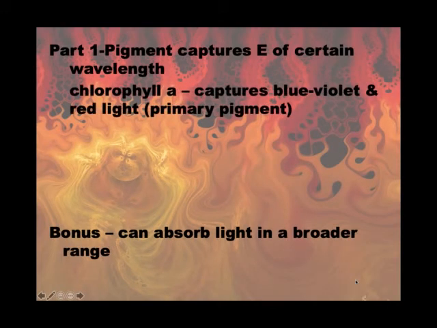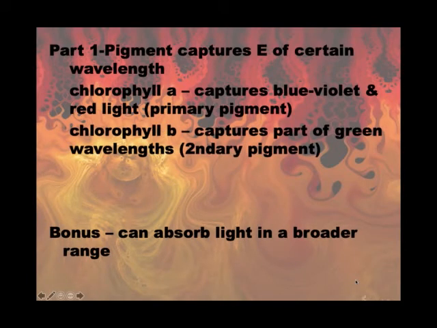So chlorophyll A, which is the primary pigment, captures blue and violet as well as red light. It does not capture green light. That's why plants look green, because the green is being reflected back into our eyeballs when we look at it. Well, if you have a chlorophyll A, you must also have a chlorophyll B, and that captures part of the green wavelengths. Not all of it, but some of it. So that's a secondary pigment.